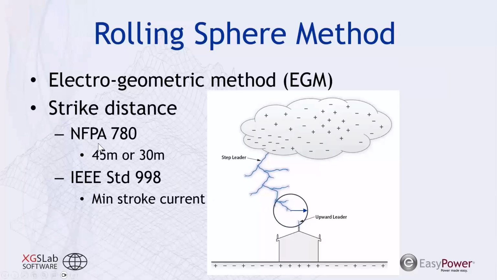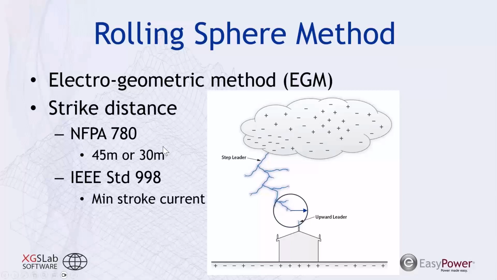Now, depending on your standard or what you're looking at, you may have a specific sphere size. So NFPA 780, ordinary structures, it's going to refer to a 45-meter sphere radius, or more critical infrastructure, or things that may have some explosive nature to them, could use a 30-meter radius. Depends on the application, what is most applicable for your site.